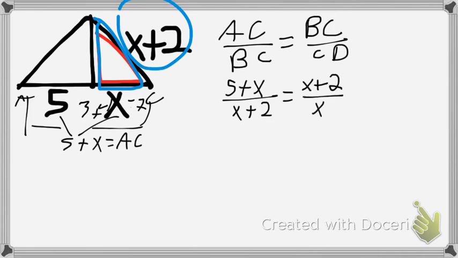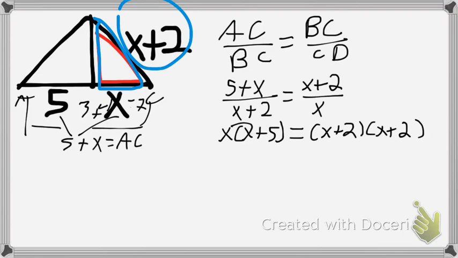Now, this actually looks more complicated. It actually ends up being easier. So we just really need to slide back into our old algebra selves. Remember how to do this. Cross multiply. So we have x times x plus 5 equals x plus 2 squared.